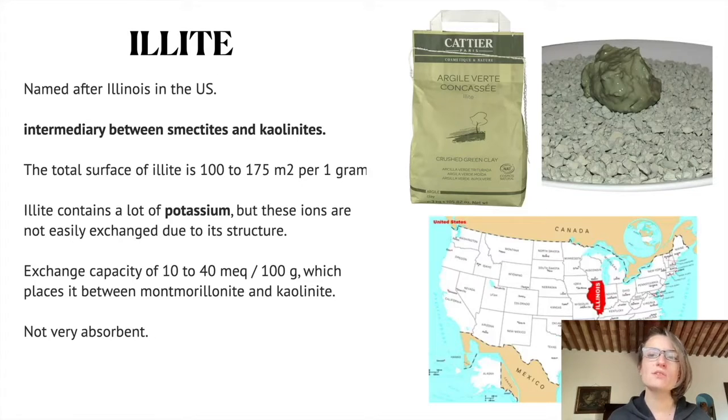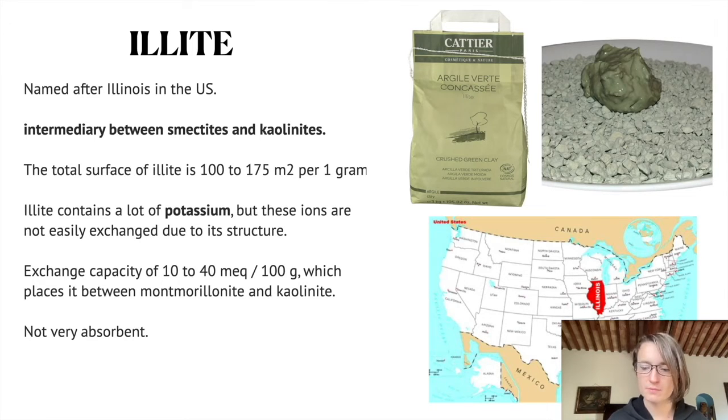Illite is a green clay also. It's actually an intermediary between smectites and kaolinites. It's not as strong as smectites, but is a little bit stronger than kaolinites. So the cation exchange capacity of illite is 10 to 40 mEq per 100 grams. And the total surface capacity of illite is 100 to 175 square meters for 1 gram. So illite is not very absorbent, and if you are not sure of your skin type, you can choose this one.